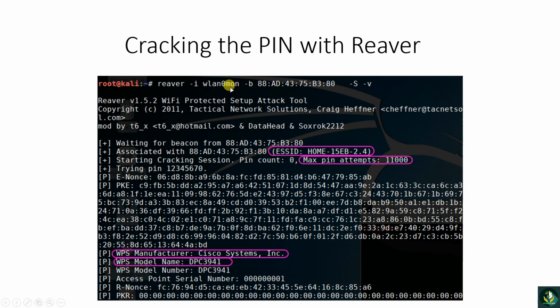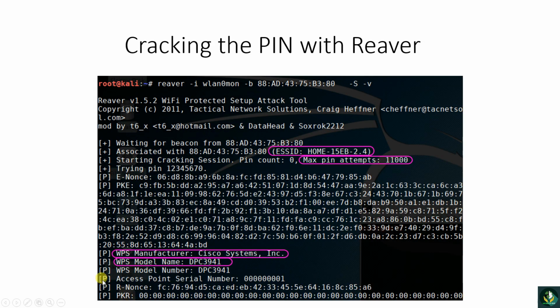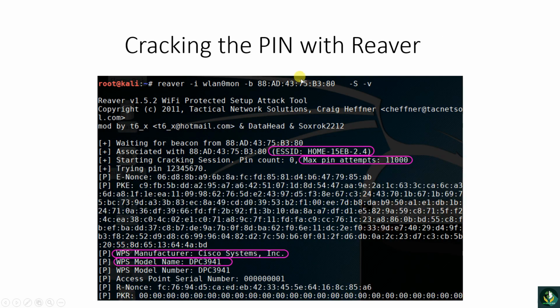The BSS ID is the MAC address of the AP that we are tracking. As you can see, this is the BSS ID, and this will vary from machine to machine. So we are using this one. This is the BSS ID, the MAC address that we are attacking.